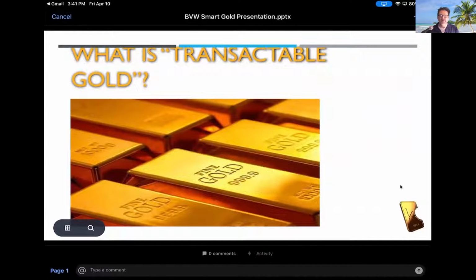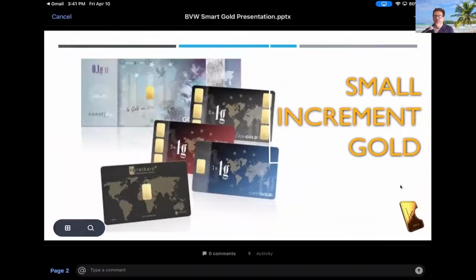So I brought up this conversation with him. We were talking about what's the difference between a gold bar and what's called transactable gold. The other term for transactable gold is small increment gold, or I sometimes call it fractional, which, if you've been following some of the crypto Brux stuff, is small, like 1 gram, right down to, as you saw in the other presentation, 0.1 grams. There's a 0.1 gram right on that screen. That is worth about $6-7 Canadian today, and up to a 6 gram cash gold card, 5 gram cash gold cards.